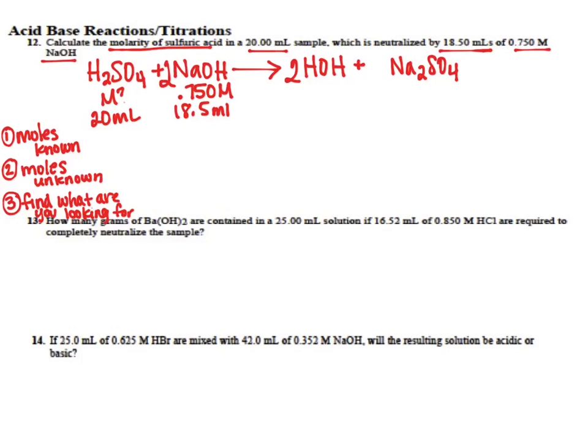So let's look at our problem. So we have a known and an unknown. So our NaOH is our known. So we can find the moles knowing molarity and mils. So molarity, big M, times liters gives me moles. So if I take 0.75 and multiply it by 0.0185, tell me how many moles of NaOH do we have?